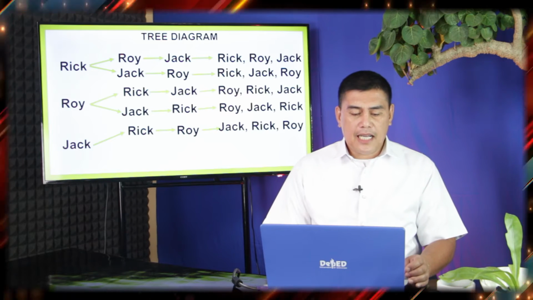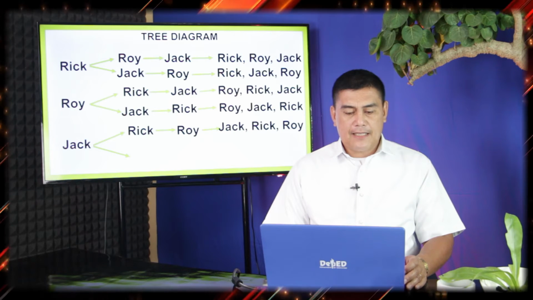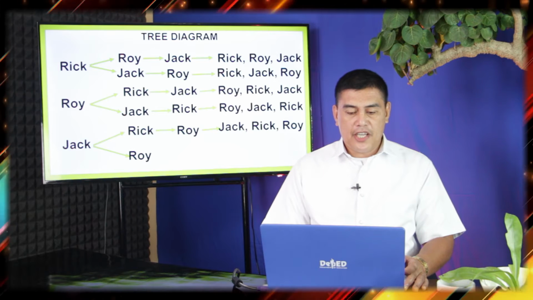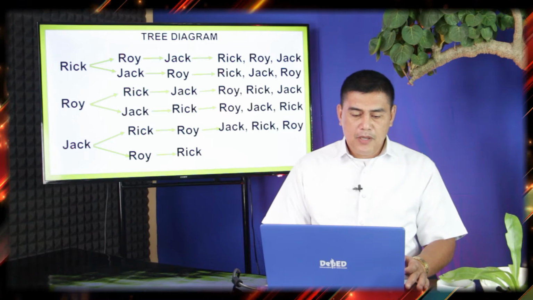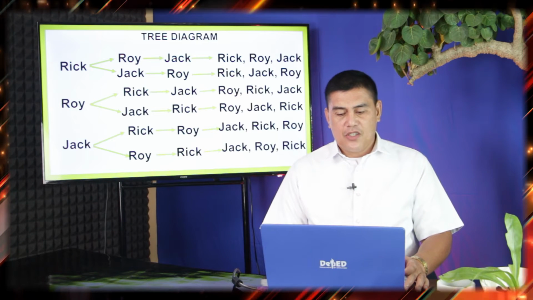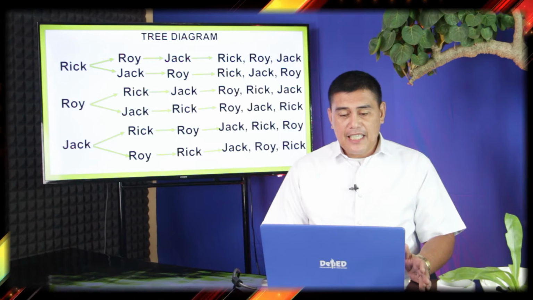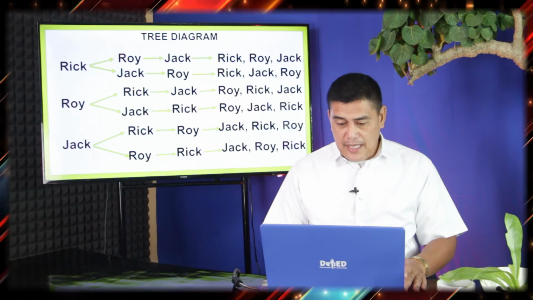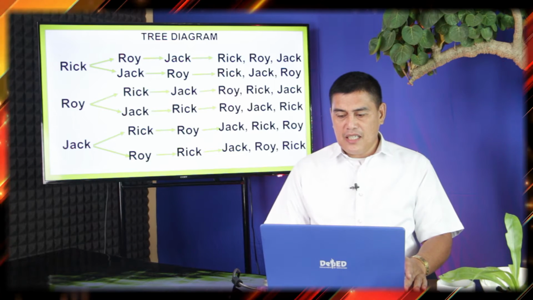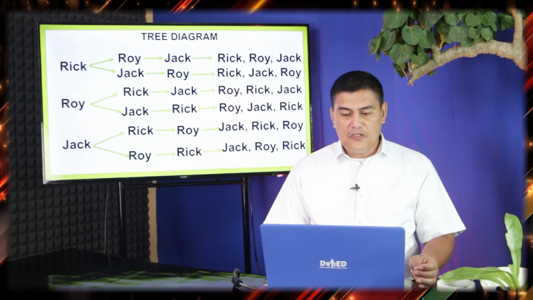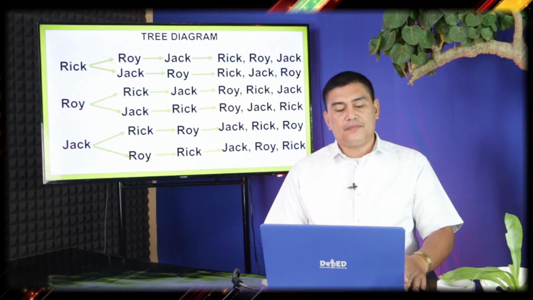Now, kung si Jack ang nasa kanan, sino ang pwedeng nasa gitna? Yes, it could be Roy. So, next to Roy would be Rick. So, the possible arrangement would be Jack, Roy, and Rick. Pwede ba natin bilangin kung ilang lahat ang possible arrangements? Yes. In how many ways can the three friends be arranged? Yes, there are 6. Okay.